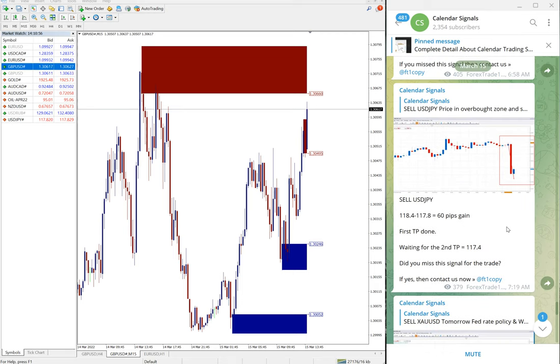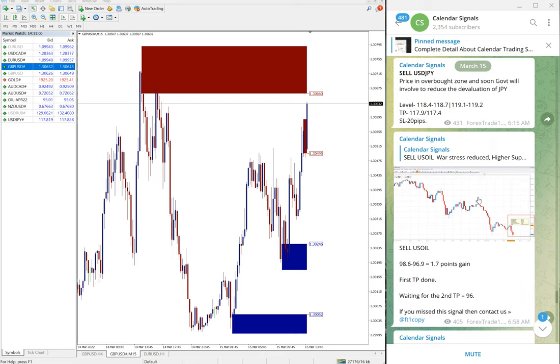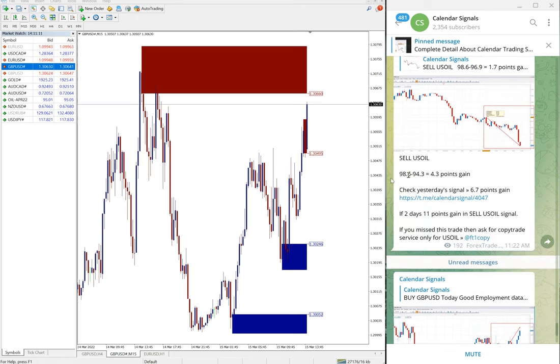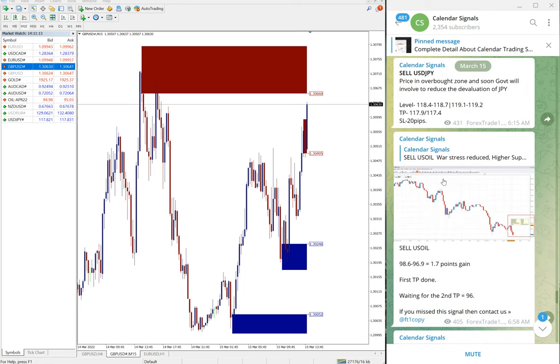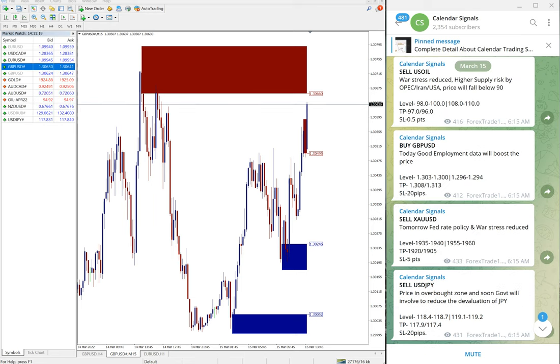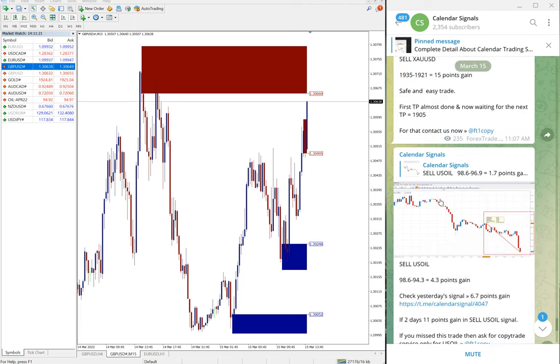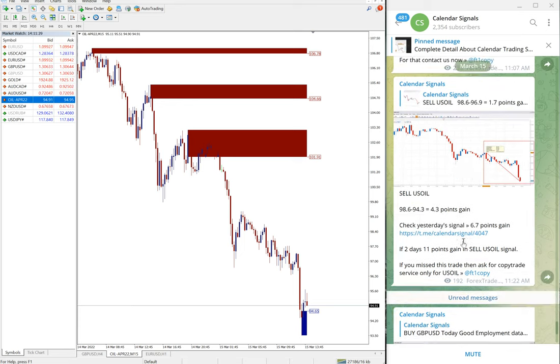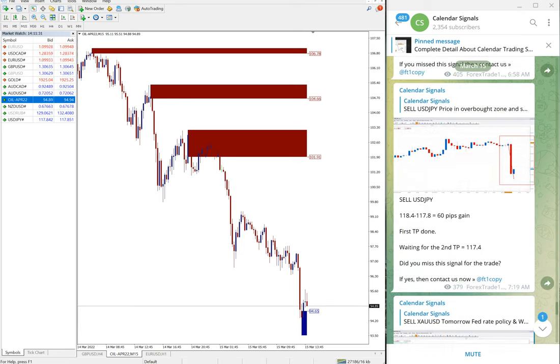And the next signal is the USDJPY sell signal. 118.4 is the entry till 117.8, 60 pips gain on USDJPY. So today's four signals, all four performed, and on US oil, all the given targets reached, and it made a total 5.1 point gain. The given targets 97 and 96 both reached, and further it went down till 93.5. So that is the performance of today's calendar signals.